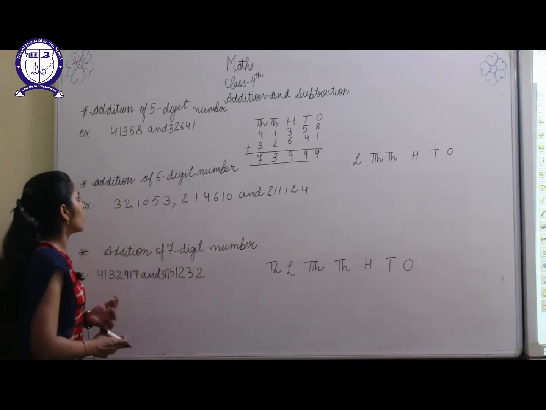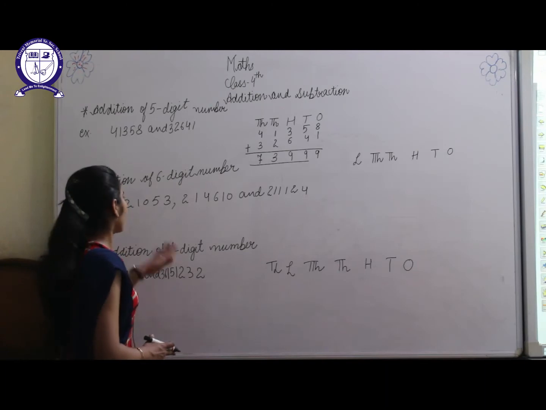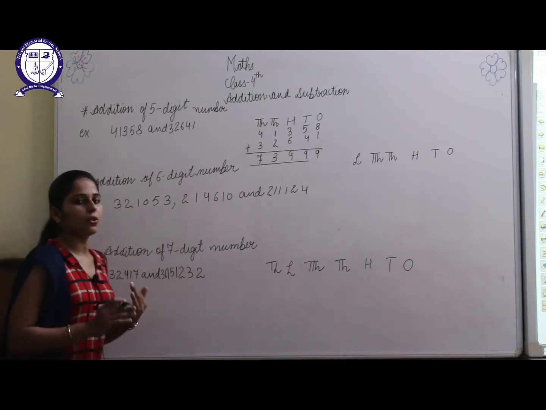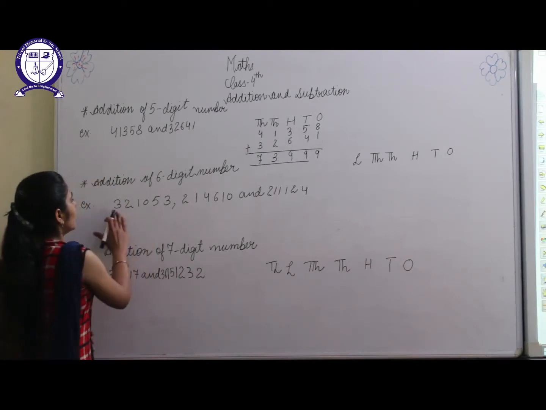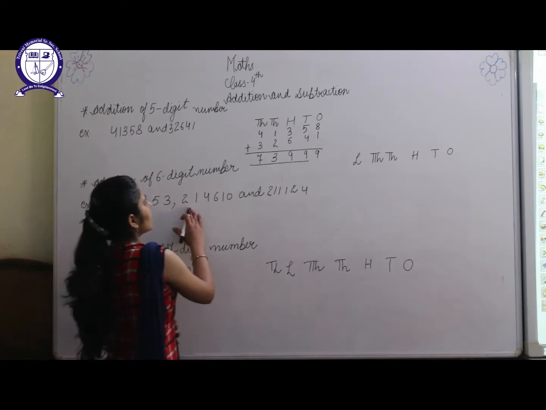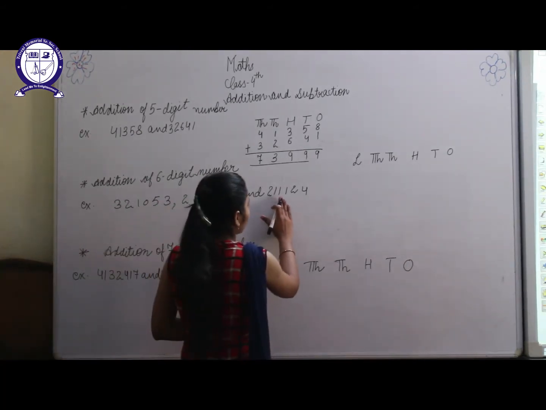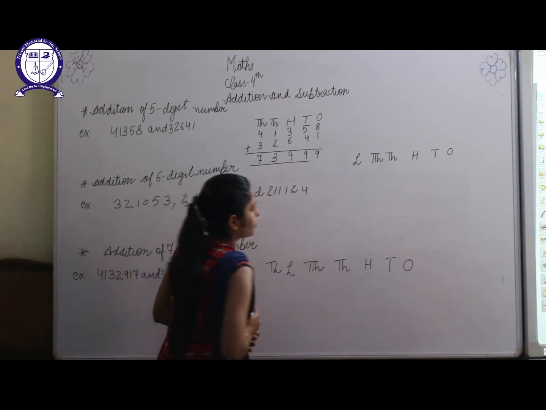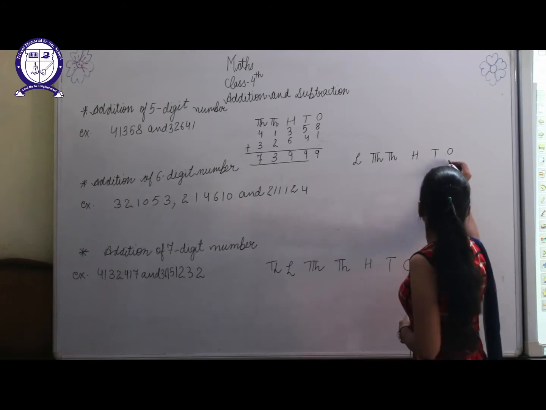Now we are moving towards addition of 6-digit numbers without regrouping. Here we have 6-digit numbers. You already know about the place values, that the lakh place is added in the 6-digit numbers. So this is 3,21,053, 2,14,610, 2,11,124. Start arranging the numbers from the right hand side.